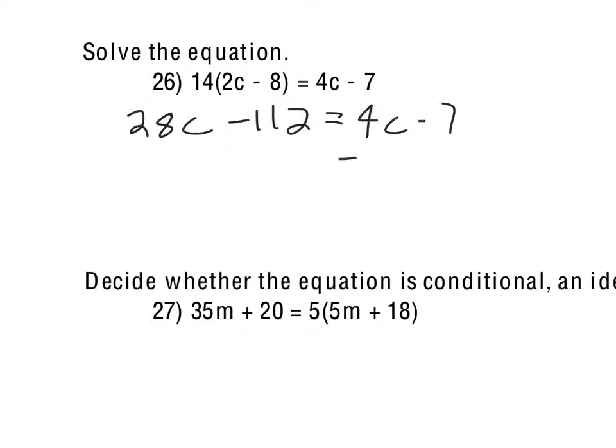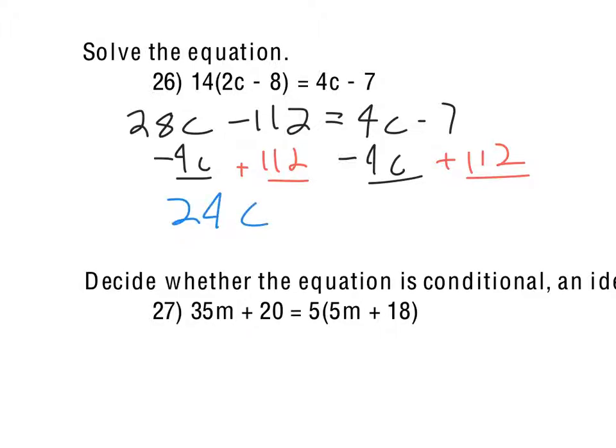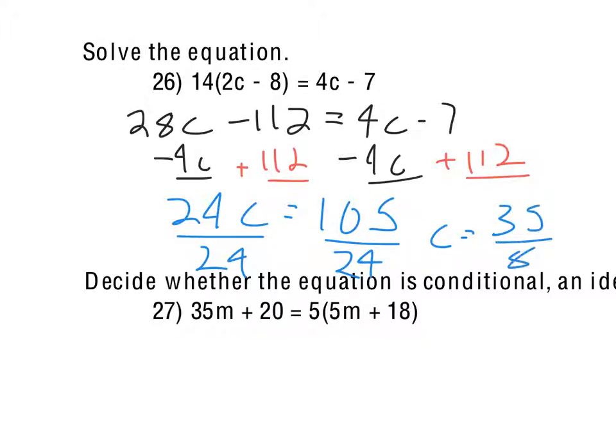For me, I would subtract the 4c from both sides. That way the c's will be positive. And I may as well add 112 at the same time. So we end up with 24c equals 105, and so we divide both sides of the equation by 24, and we get c equals 105 over 24, which does reduce down to 35 over 8. The decimal's not too bad, it's 4.375, but still I'd prefer the reduced fraction there.